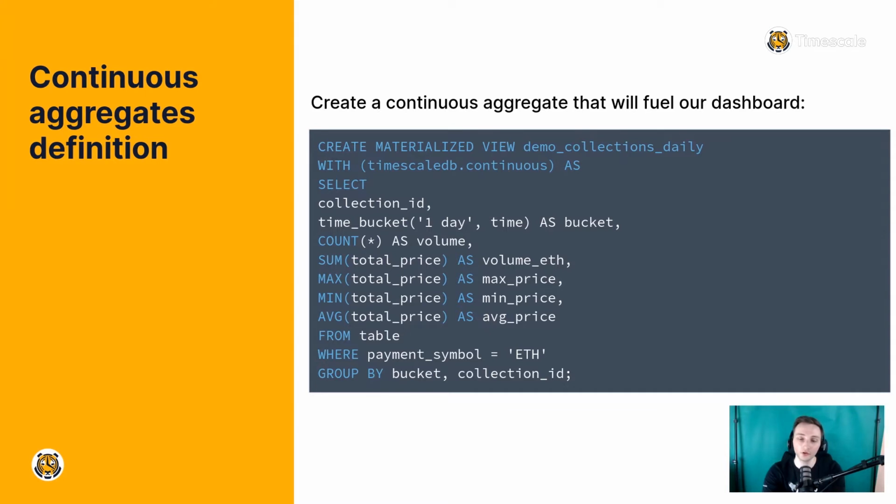All right, so we are going to create this continuous aggregate. I'm going to call it demo_collections_daily, because this will basically aggregate collections in 1-day buckets. So we have the collection ID, first of all, which is the unique identifier of a given NFT collection. Then we create the time bucket. We specify 1 day as the time interval. We call it bucket. And then we have different aggregate queries: count, sum, max, min, average.